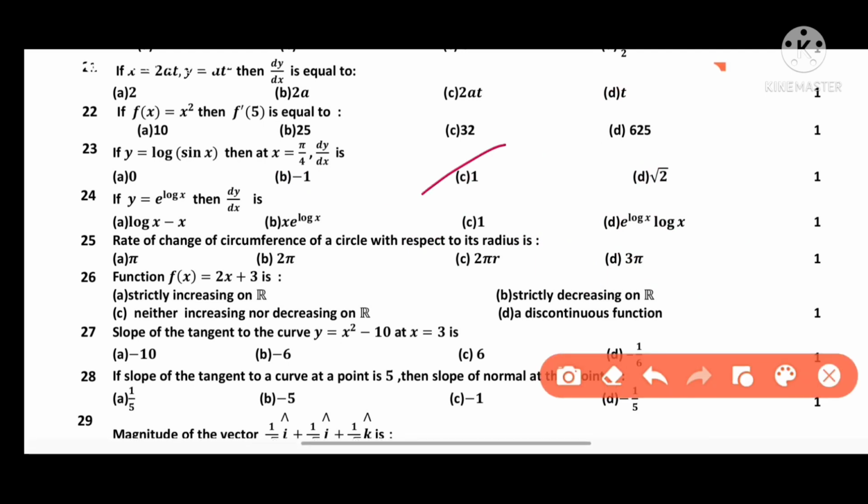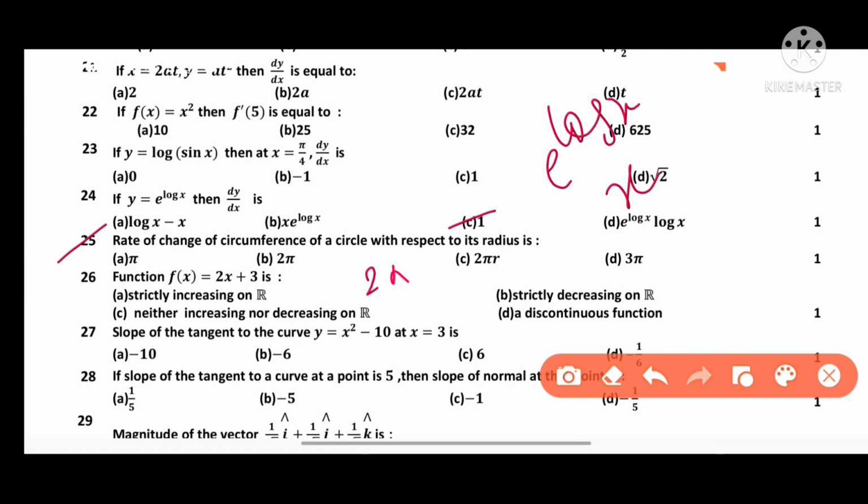So answer is C option. Next question, if y is equal to e raised to the power log x, then dy by dx is, now e raised to the power log cancel with each other, so y is equal to x, and differentiation of x is equal to 1. So answer is C option.